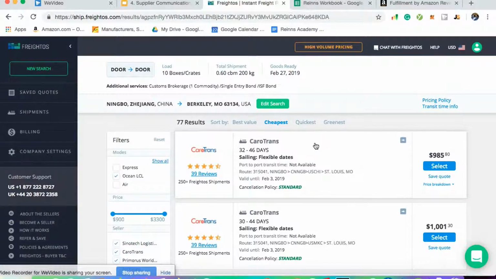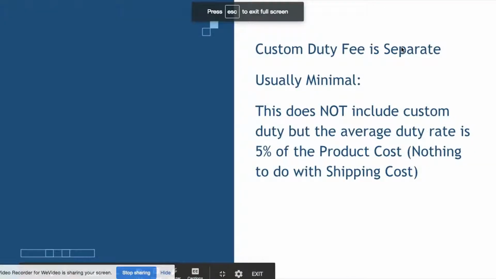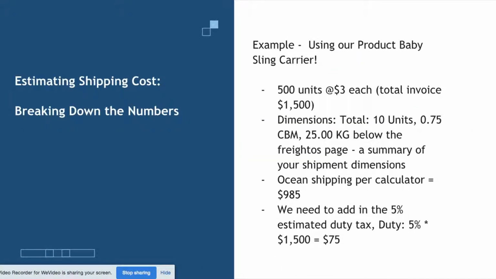Okay, so that's how to use Freightos, guys. It's really powerful, and it's something really awesome that I love to use. Okay, so let's go back to the slides and show you how to break down these numbers. Okay, so now here we are. Remember I told you the custom duty is free, and we already did that, and you saw the 5%. So now let's go back to the Freightos tool. I've shown you how to use it.